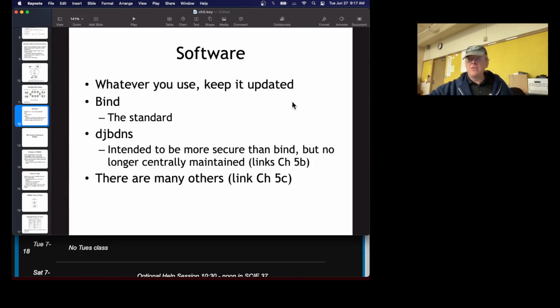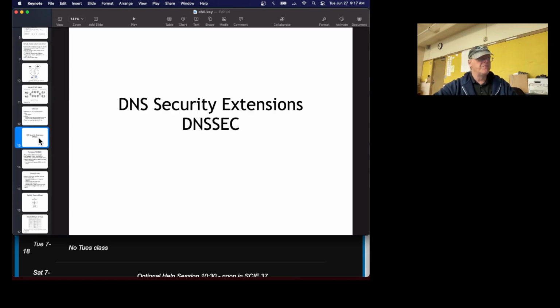There are various DNS software packages, and of course you have to keep updating them. Bind was the standard. People used it almost universally for decades, and it had a lot of vulnerabilities. You had to keep updating to the newest version. There's another one intended to be more secure than Bind, but it seems to be gone now. There are many others. There's the Microsoft DNS server, very rarely used because it's very inefficient compared to Bind.